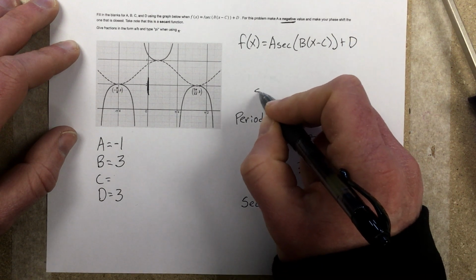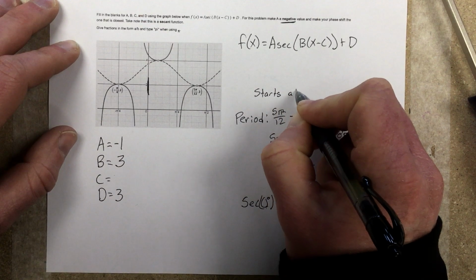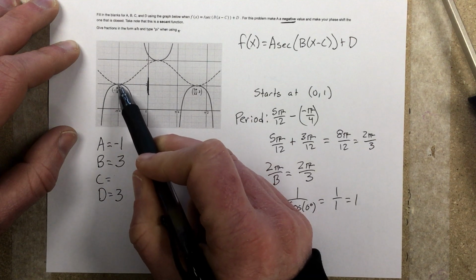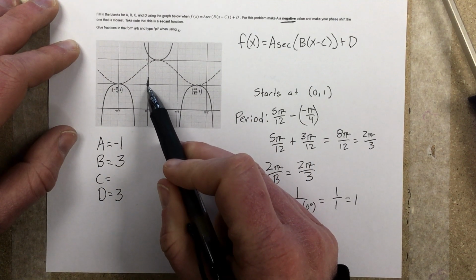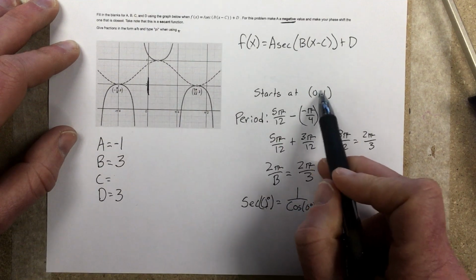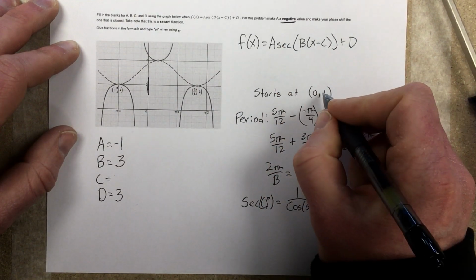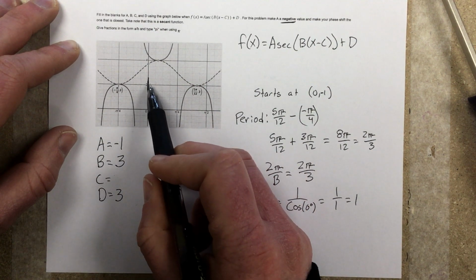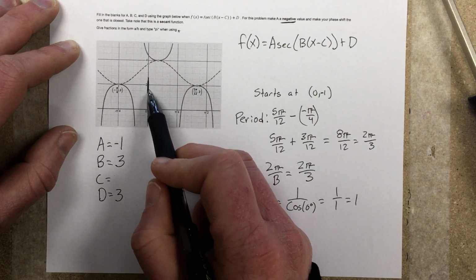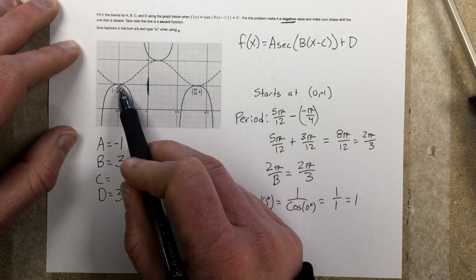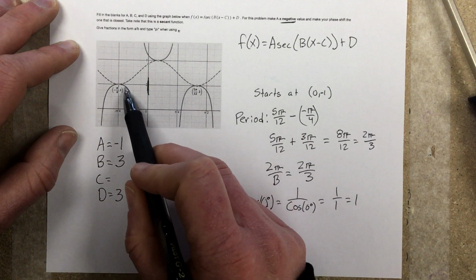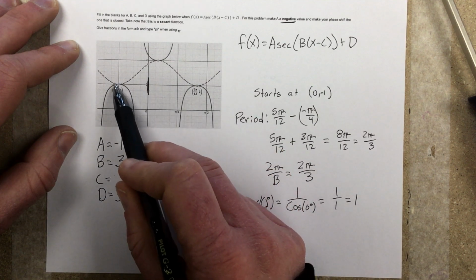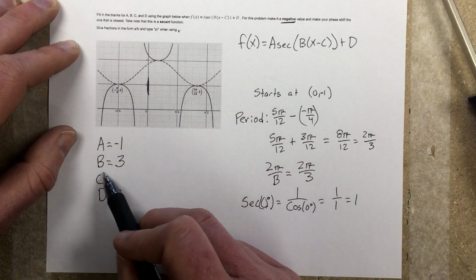Because secant's defined at 0 degrees, its coordinate for secant starts at 0, 1, meaning one of these peaks is usually sitting on the y-axis. But because this is negative, it actually starts typically at 0, negative 1. So then we want to be looking at this y-axis. We want to pick the point down below that is closest to the y-axis. You can see that negative pi over 4 is closer to the y-axis than 5 pi over 12 is. So this one is going to be the shift. That's what we're looking for with c here.